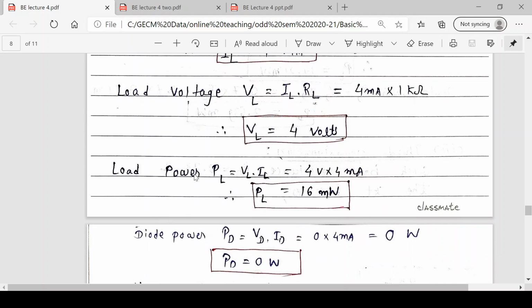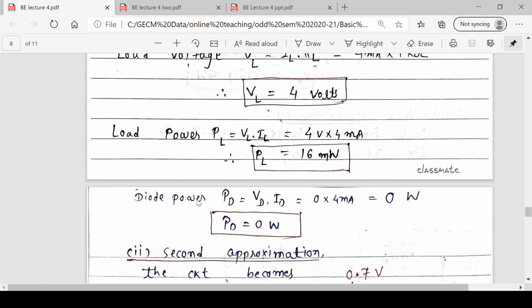Let's find the load power. P is equal to V into I. So PL is equal to VL into IL. 4 volt into 4 milliampere. Load power is 16 milliwatt. Let's try to find out one extra parameter, which is the diode power. PD is equal to VD into ID.